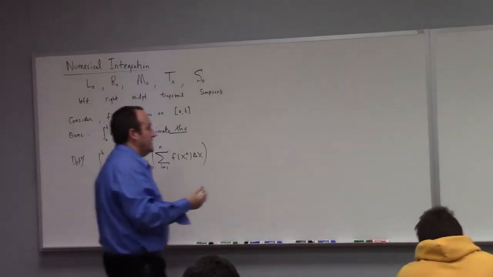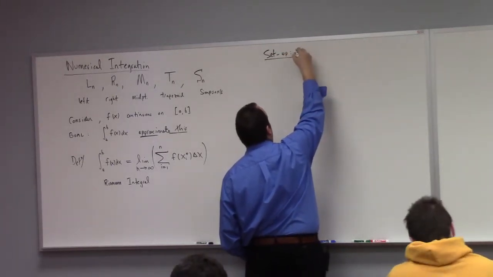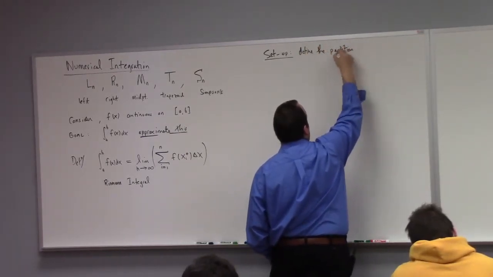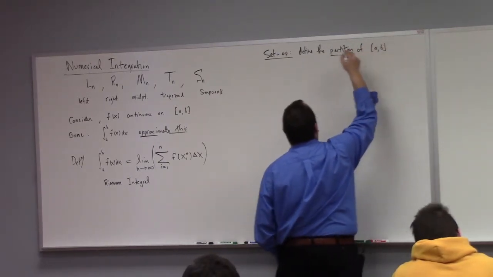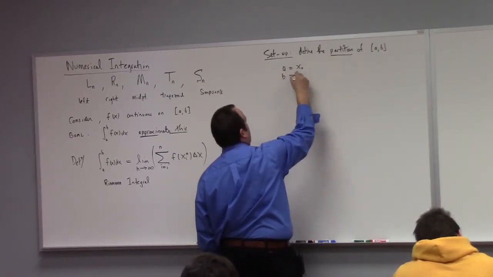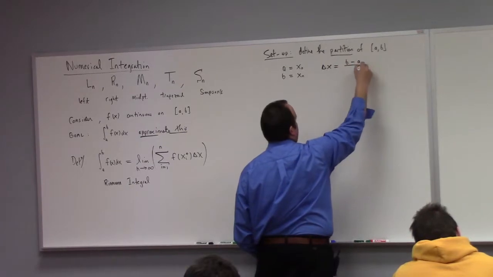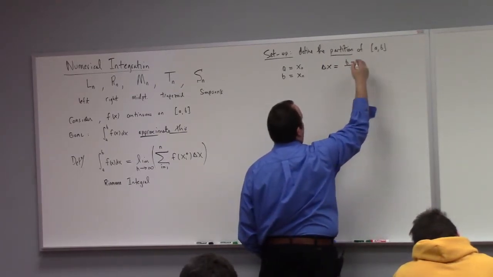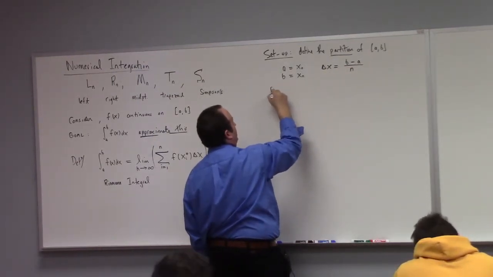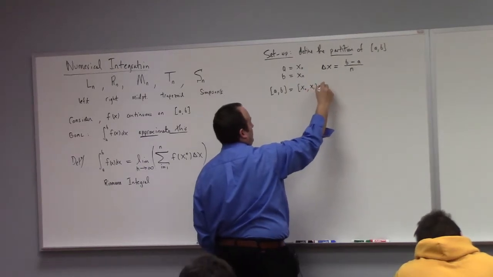Okay, so let me get to the setup. First of all, we need to define the partition. What's a partition? We'll say a is equal to x naught, and b is equal to x sub n. Delta x is going to be b minus a over n. What we're doing is taking the closed interval from a to b and rewriting it as x0 to x1, and then x1 to x2.